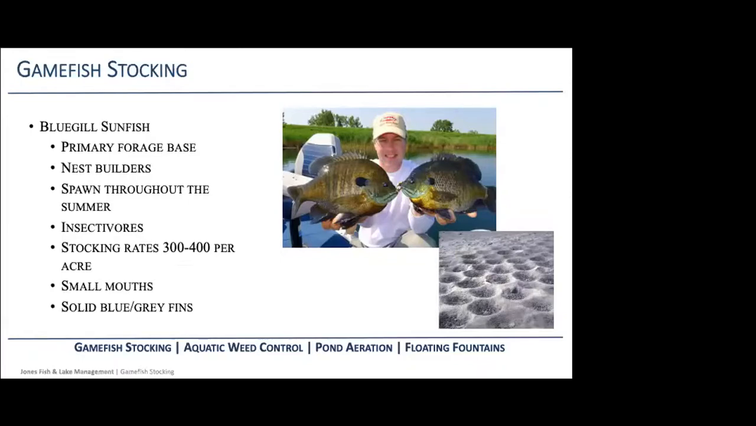If you see there on the bottom right, that's a telltale sign of bluegill spawning in your pond, where you see these like divots around the shallow areas of the ponds. Stocking rates 300 to 400 per acre. Identifiable by having those dark bodies on the bottom for the most part, mostly solid dark blue and gray fins, which will kind of be in comparison to the other sunfish species. Mostly insectivores, but they will eat small minnows and other small fish as well. Good for mosquito control and things like that too.